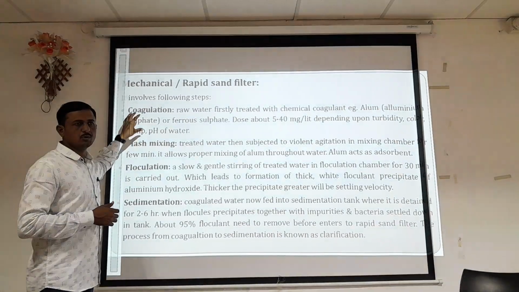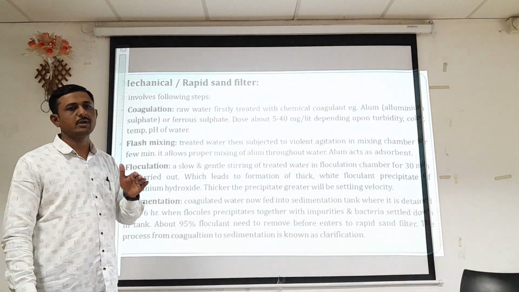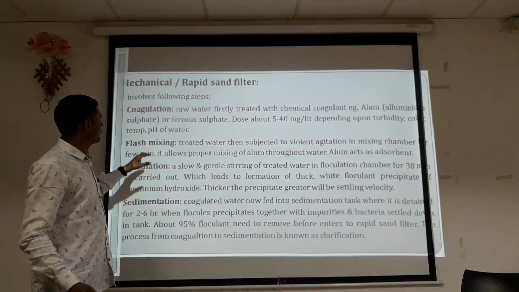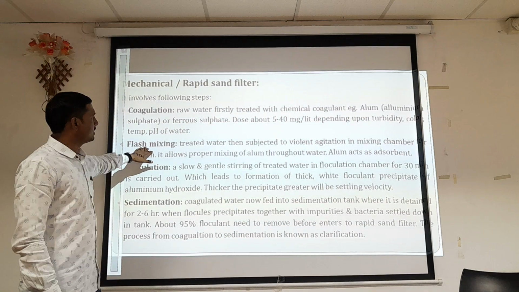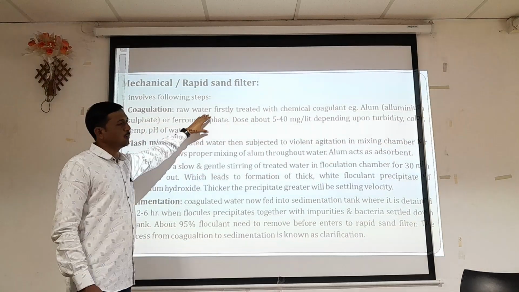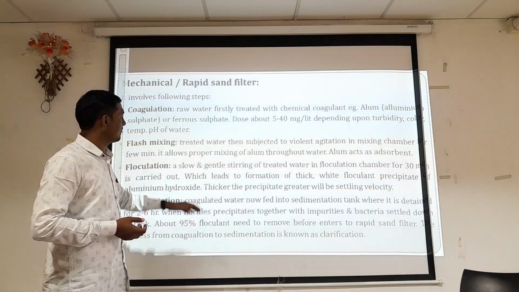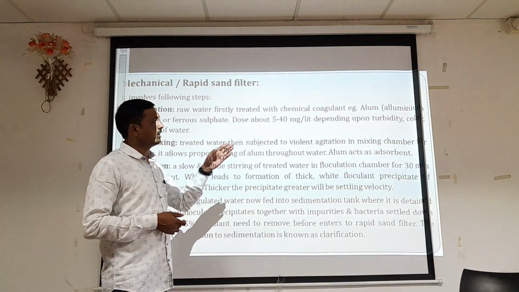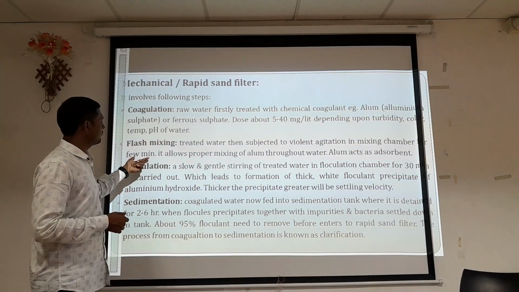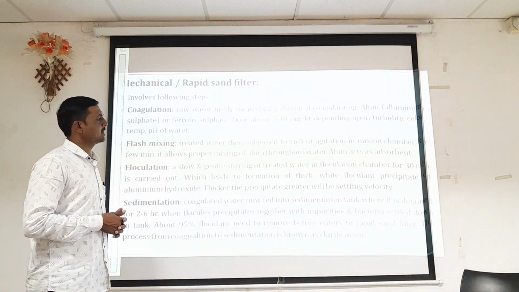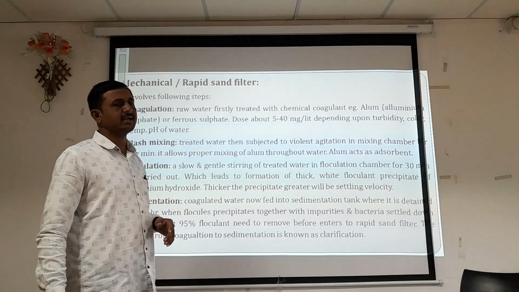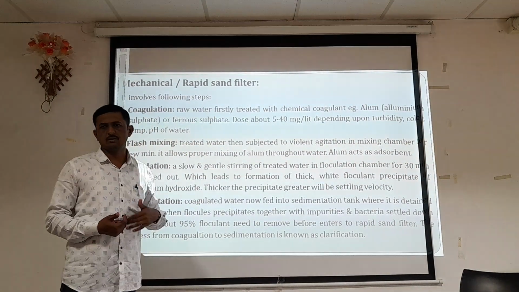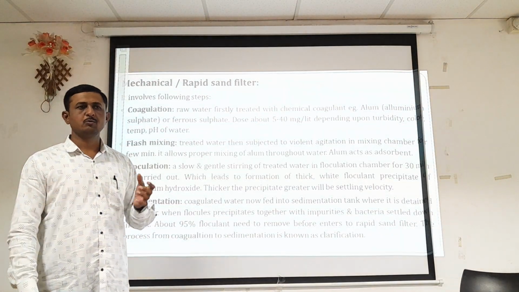Next, after the coagulation step where suspended particles settle down or floc formation is carried out, the next step is flash mixing, in which the treated water sample, the coagulated water, is subjected to violent agitation in a mixing chamber for a few minutes. It allows proper mixing of alum throughout the water. Alum acts as an adsorbent, and in household use you can normally use it to purify water.